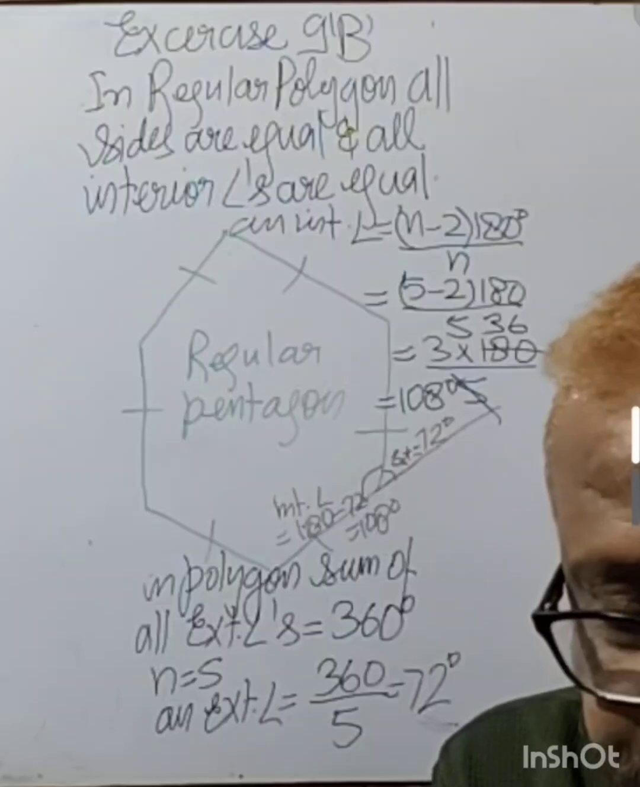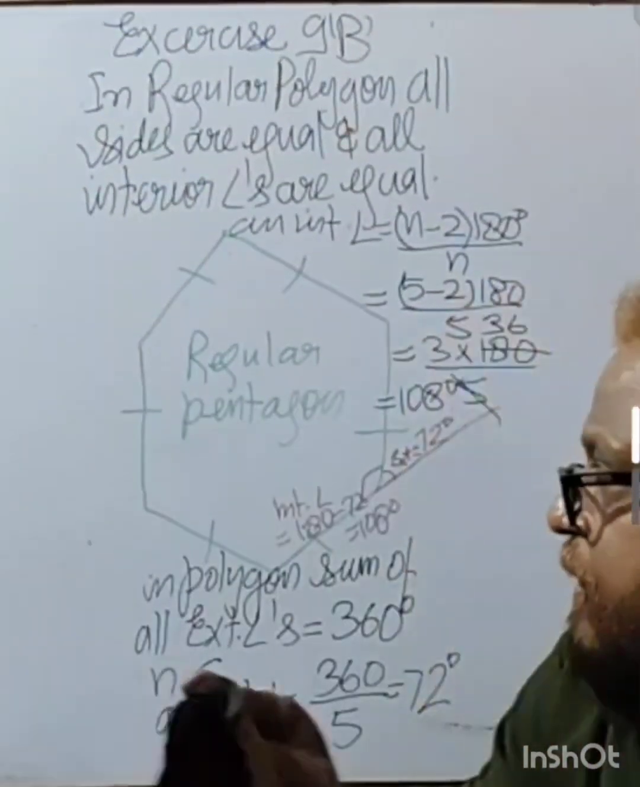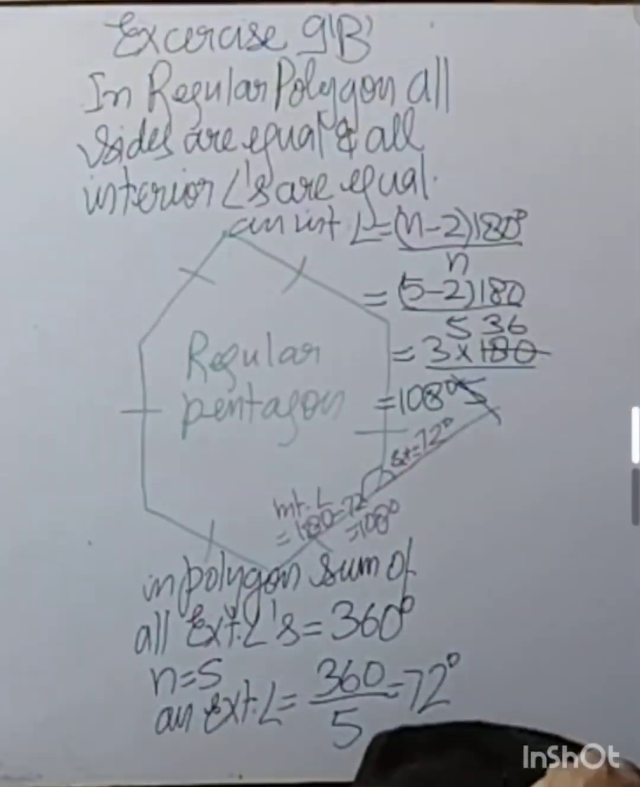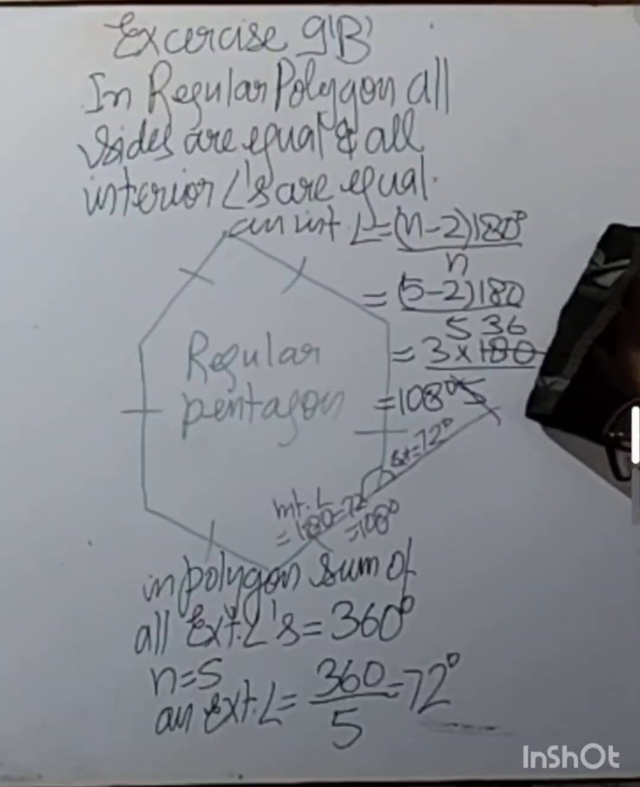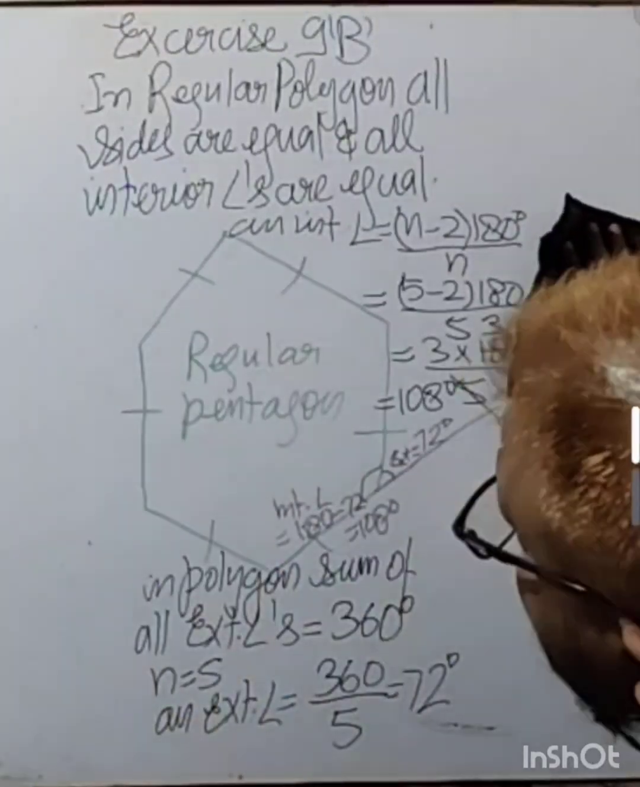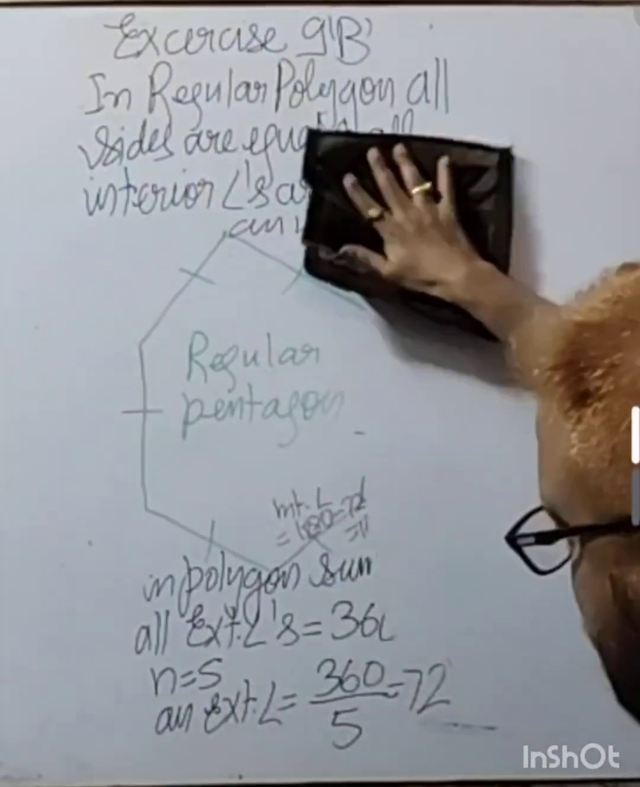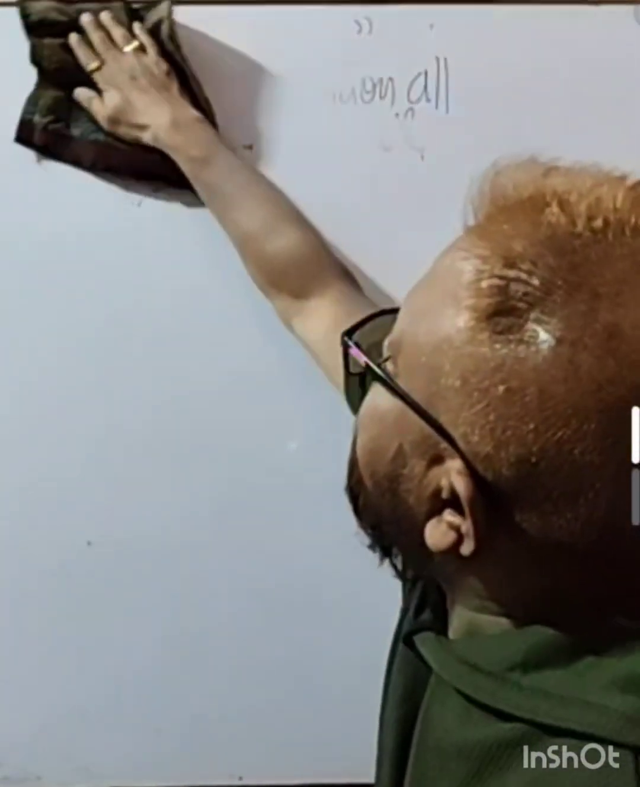Can you get the exterior angle of an octagon? Should I erase this? Yeah, you can erase it. For an octagon, the 8-sided one. Exterior angle.